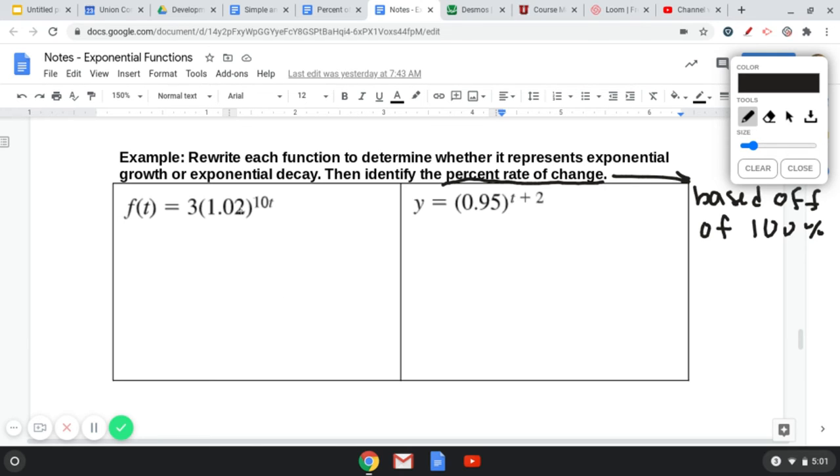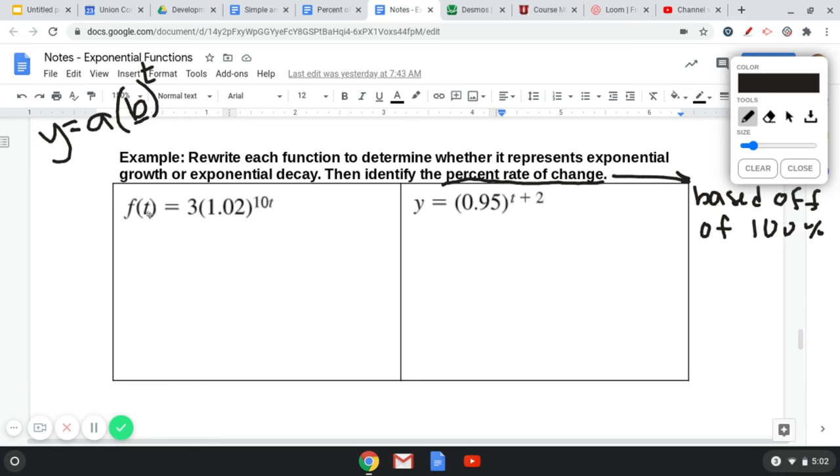Now, with these, we know if something represents exponential growth or decay if it's written in the form y equals a times b to the t. Y equals a times b to the t. Because if this b is larger than 1, then it's growth. But if it's between 0 and 1, then it's exponential decay.